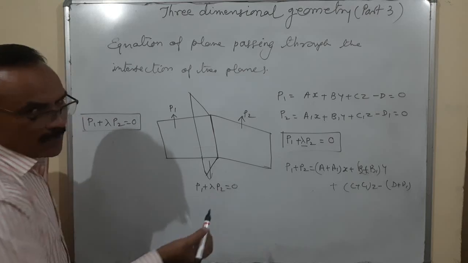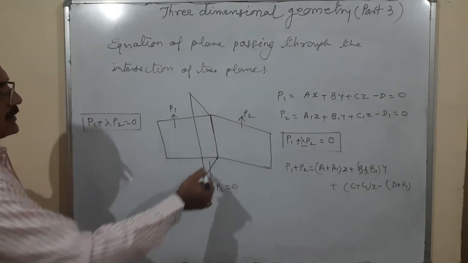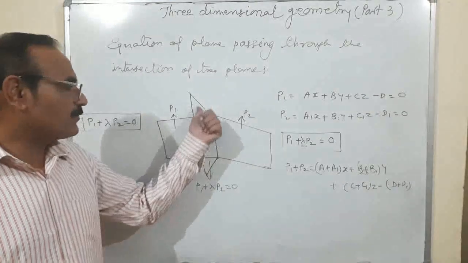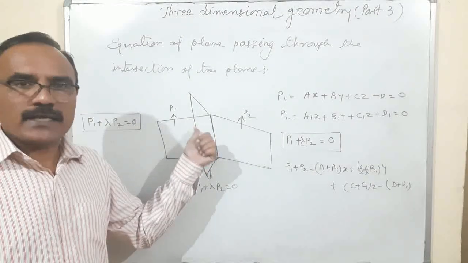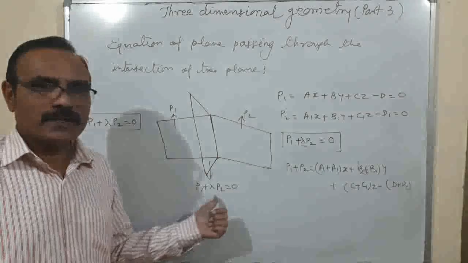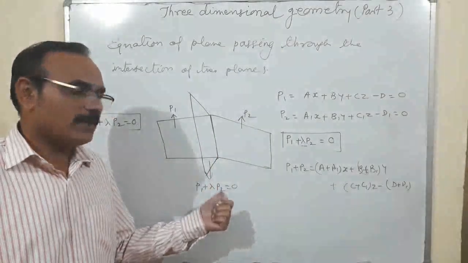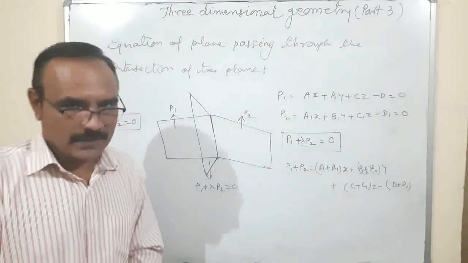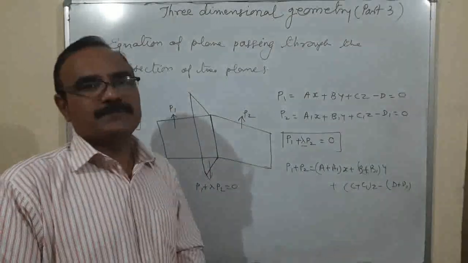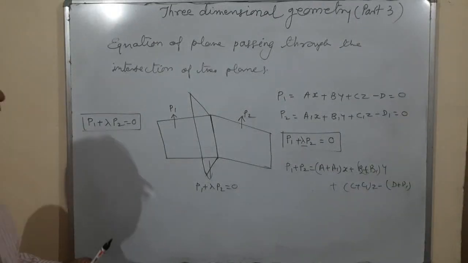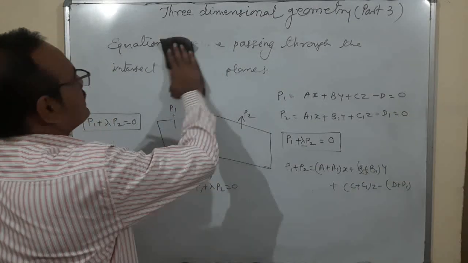You can use lambda, k, or anything else. Say equation. Now first we'll find this equation. After that we'll find out the point from where this line plane is passing. We will satisfy, I think these points will satisfy the plane, and we'll find the value of lambda. This lambda will be substituted here to get the equation of the plane. Is it okay? So this is the equation of the plane passing through the intersection of two planes.